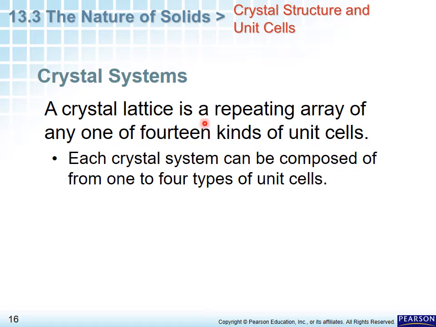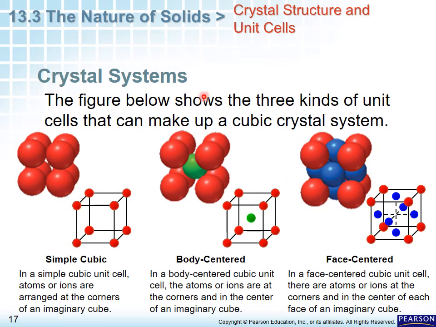The crystal lattice is a repeating array of any one of 14 kinds of unit cell. Each crystal system can be composed of from 1 to 4 types of unit cell. So look at the simple cubic system. The figure below shows the 3 kinds of unit cell that can make up the cubic crystal system. So simple cube: in a simple cube unit cell, atoms or ions are arranged in the corners of the imaginary cube.